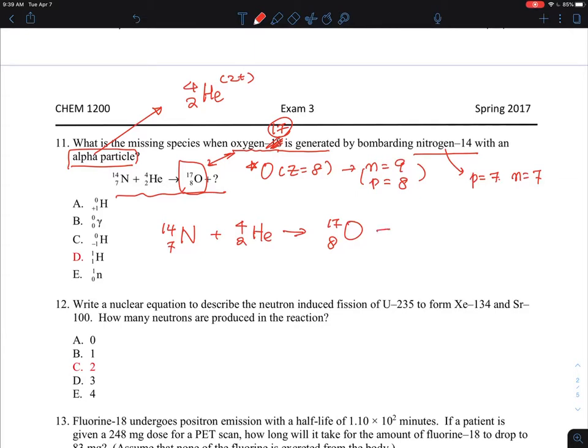Okay, so what do you need? Nitrogen 14 plus helium 4 gives 18, and oxygen is 17, so what is left is 1. When you see 1, that is the same as writing hydrogen with atomic number 1. So essentially protons are being emitted, either as protons or a proton as a charged species. I think either answer is acceptable, and therefore my answer here is D.